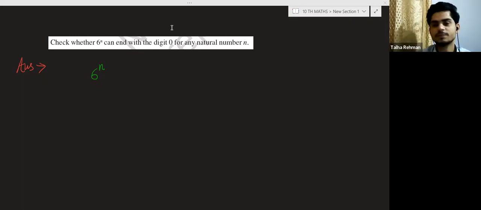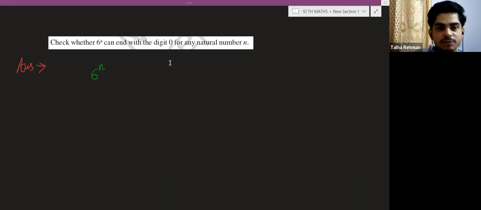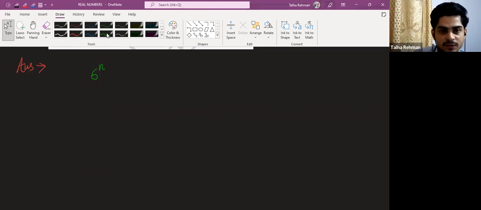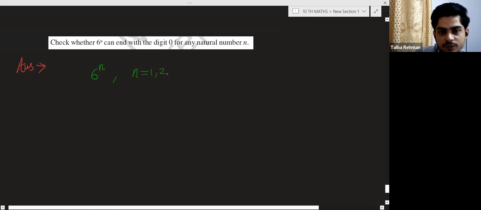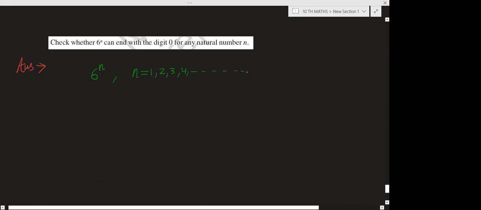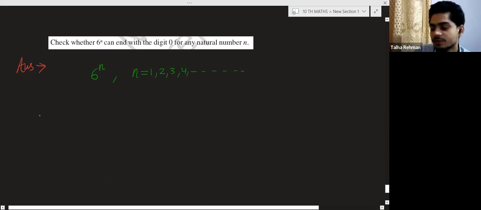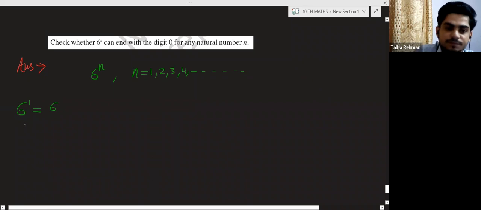So they are saying check whether 6 to the power n can end with the digit 0 for any natural number n. So n is a natural number, which means n can be 1, 2, 3, 4, 5, 6. Put n equal to 1, you will get 6, which is ending with digit 6. Put the value 2, this will be 36, which is again ending with the digit 6.